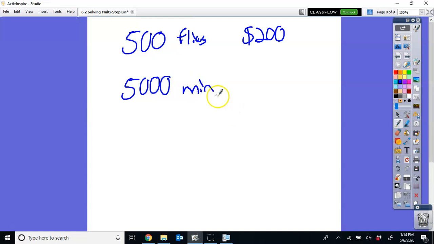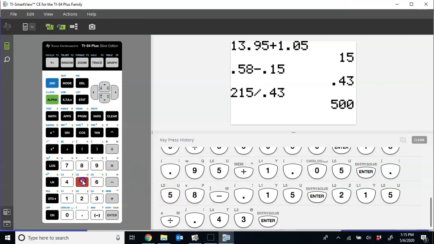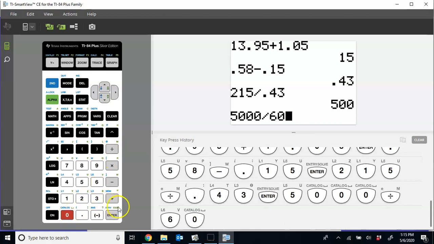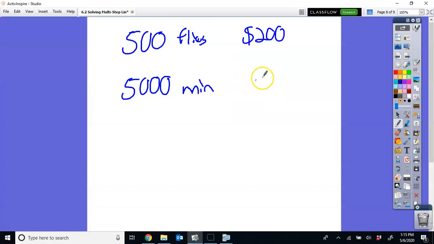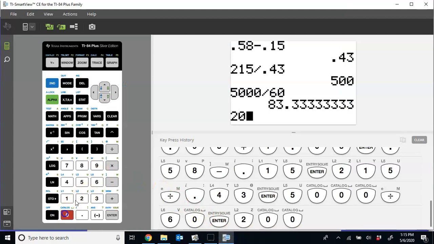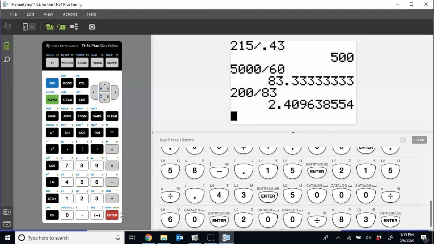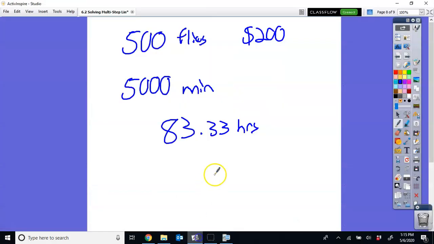5,000 minutes, if you take 5,000 minutes and divide that by 60, that will tell you how many hours you have. That's 83.33 hours. Now, I'm just going to leave it as 83.33 and not really worry about it. If you take the $200 that you made and divide that by, let's just round it to 83 hours, you're only making $2.41 per hour.